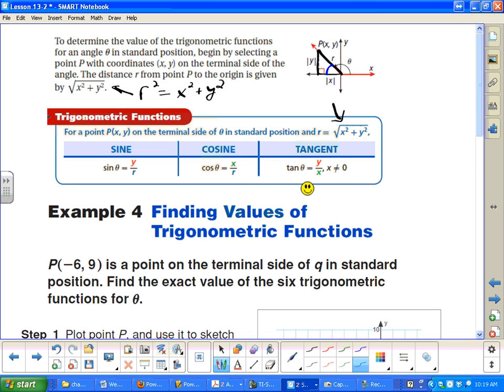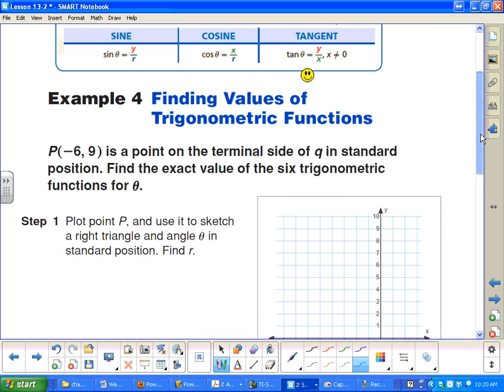And so by using the Pythagorean theorem, we can find the hypotenuse first of all, and then just plugging in y and r, x and r, and y and x, we can find sine, cosine, and tangent.